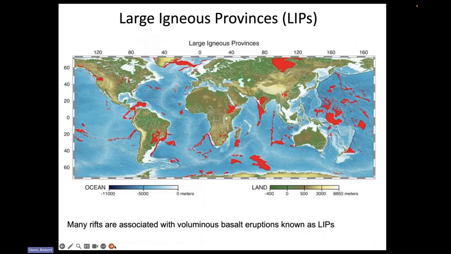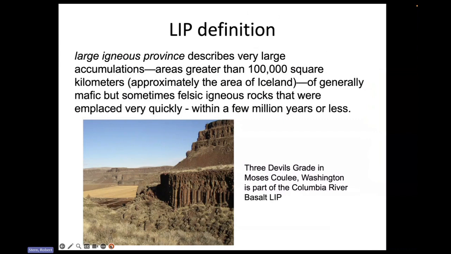All right, now let's get back to LIPs. Large igneous provinces, we've talked about that once, but they're often associated with early stages of rifting. So we've already talked about LIPs as very large accumulations of igneous rocks, more than 100,000 square kilometers, which is approximately the size of Iceland. Generally mafic, sometimes felsic, and placed very quickly.